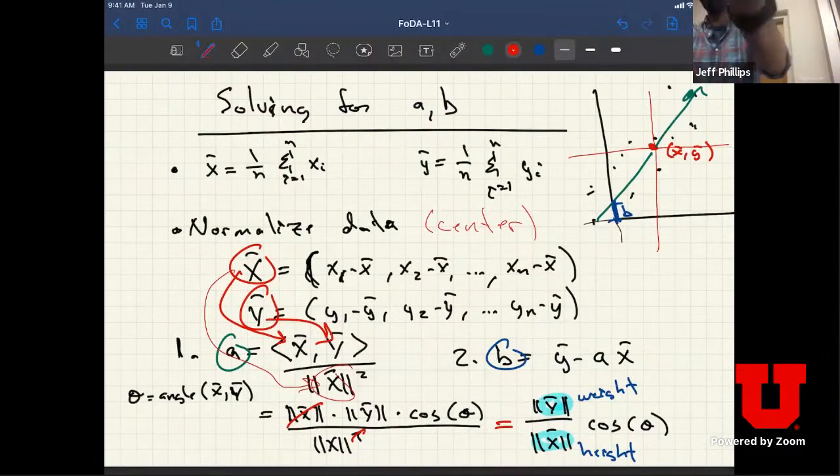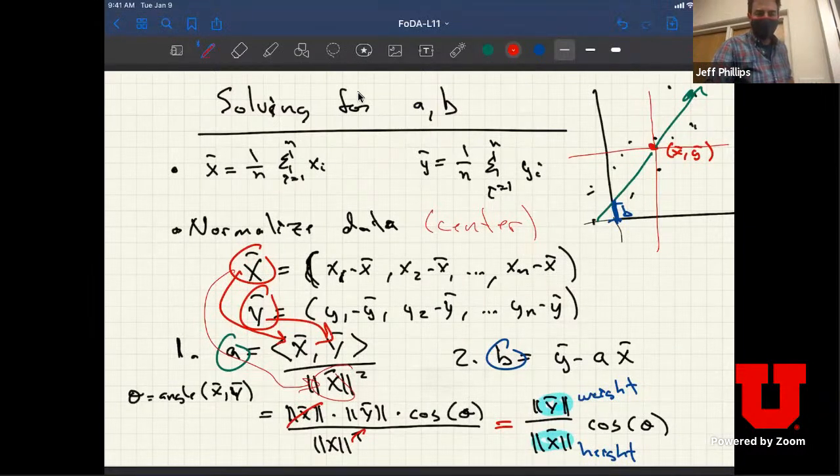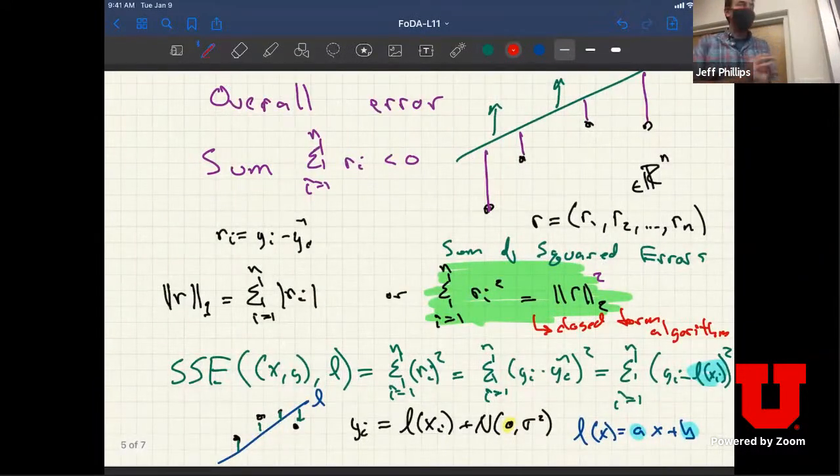Okay. How are we doing? All right. So this is an algorithm, how to solve this. And if I solve for A and B in this way, I get the optimal solution in terms of minimizing the sum of the squared errors. And hopefully this is fairly well motivated.